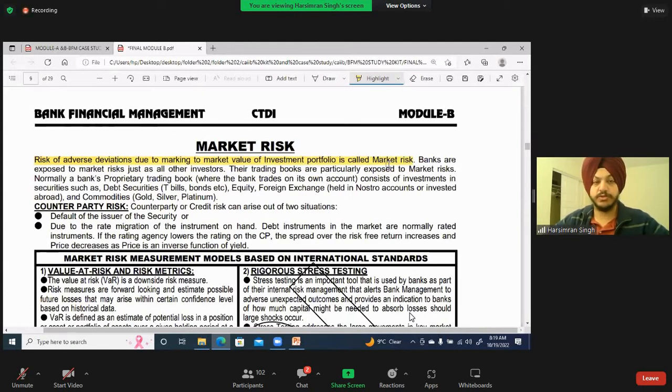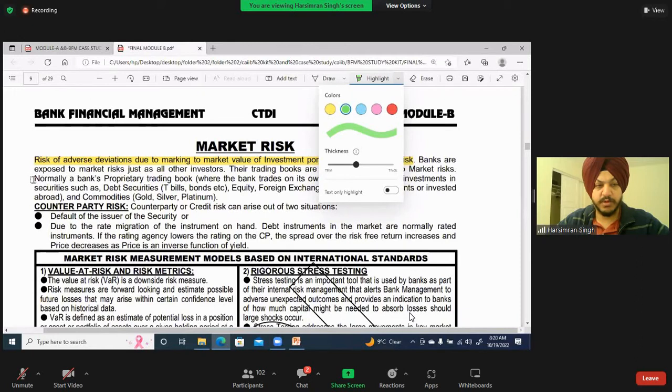Banks are exposed to market risk as all other investors. Like when you invest in share market, you buy gold, you buy bonds, you buy shares, you buy foreign currency, you are exposed to market risk. Similarly, banks are also exposed to market risk. This question has come.